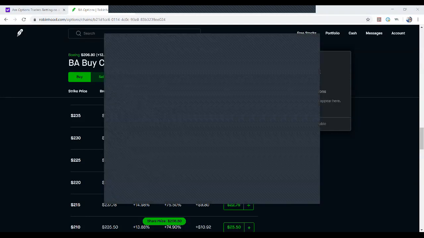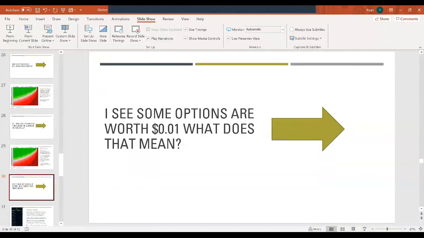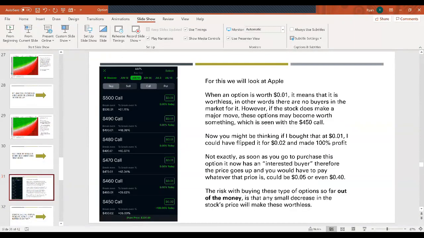So I'm going to talk about those 1 cent options. I see some options are worth 1 cent. What does that mean? Can I buy them at $10? Well, we're going to look at this for Apple. So you see, when an option is worth 1 cent, that means it's worthless. That means that there's no buyers in the market at all.